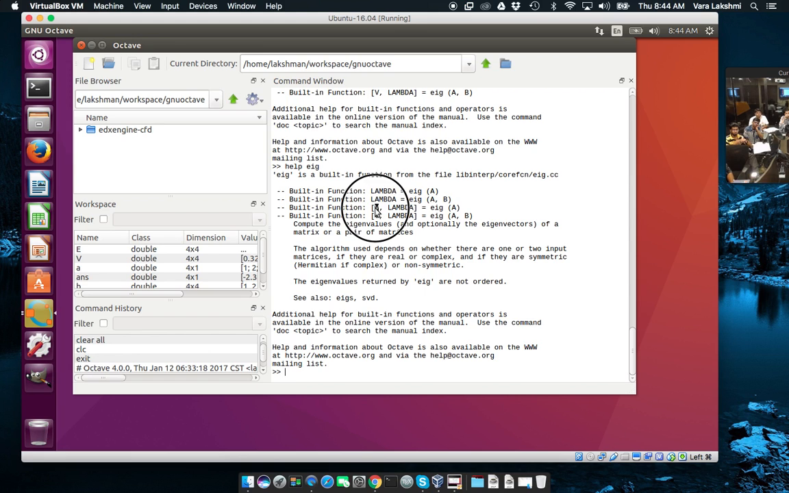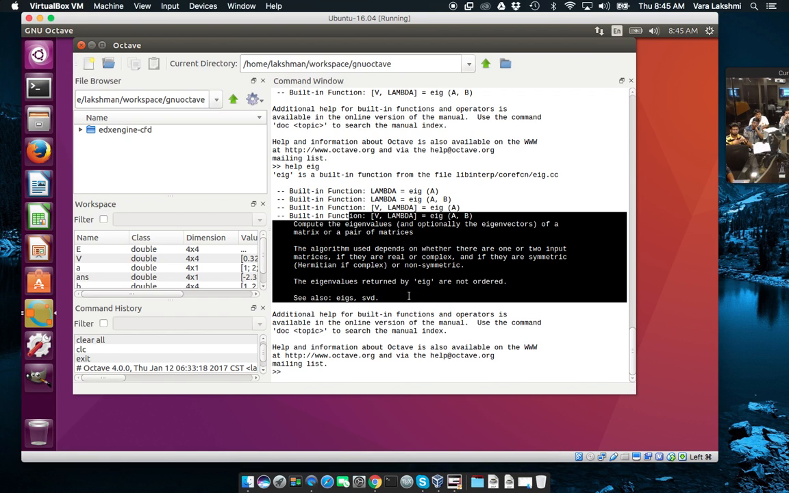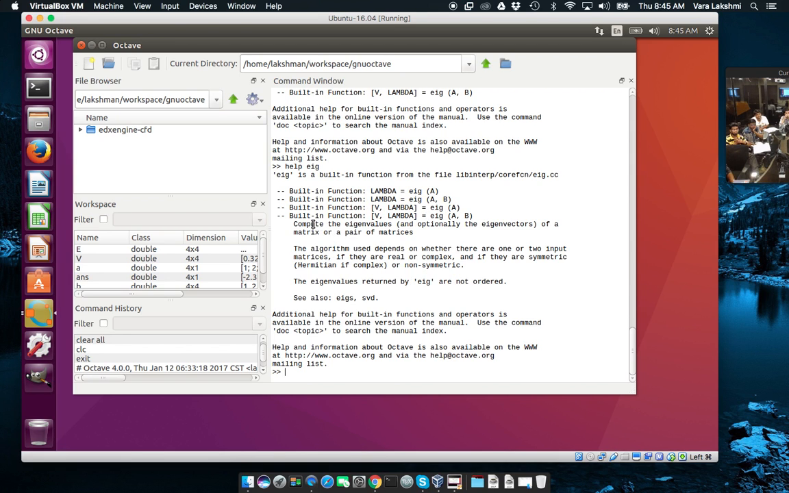Okay, basically v is eigenvectors, lambda is eigenvalues, so it is not given clearly in this help. So basically the help of Octave is not clear. If you are using MATLAB, that would have been very clearly given. But anyway, v is eigenvectors, lambda is eigenvalues.